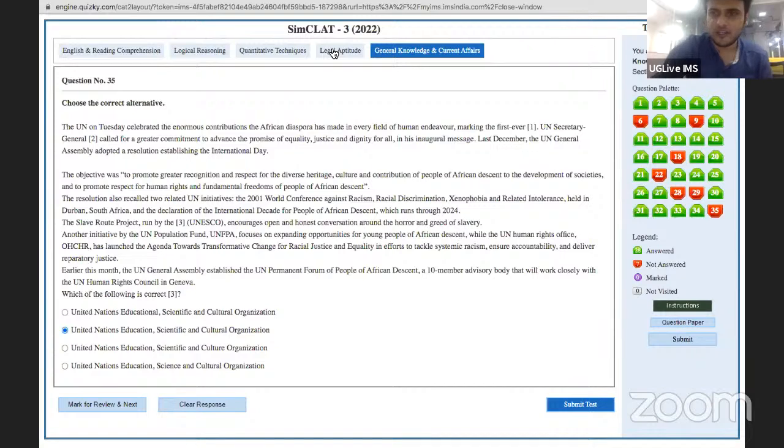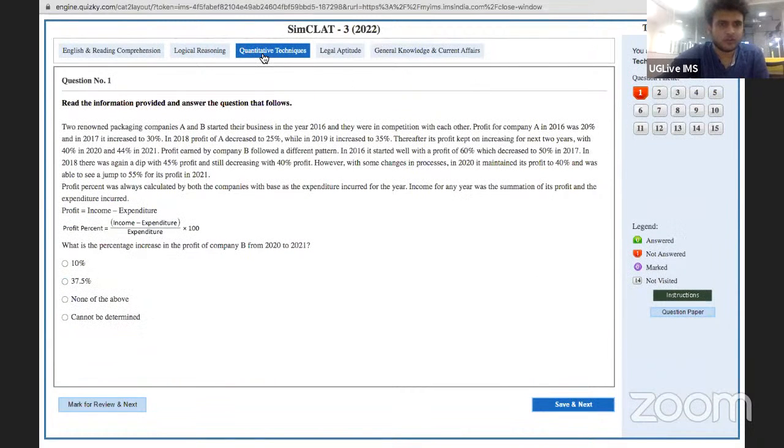Now I'm done with GK. So I'm done. I've taken some extra time. I don't know why I took it, but I think I've done fairly well. I don't know, but 25-26 तो सही होंगे definitely. ठीक है. Now I'll go to quantitative techniques.